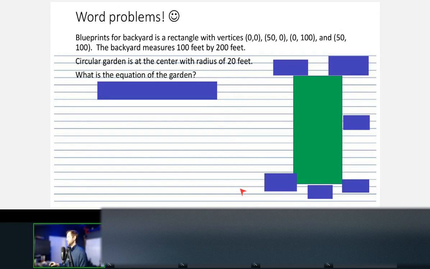Word problems, yay. Okay, the blueprint for a backyard is a rectangle with vertices 0, 0, 50, 0, 0, 100, and 50, 100. The backyard measures 100 feet by 200 feet. We have a circular garden at the center with a radius of 20 feet. What is the equation of the garden? Again, diagrams will make this so much easier.